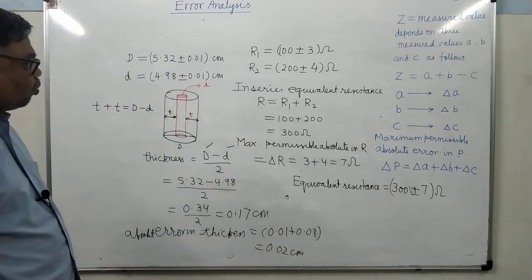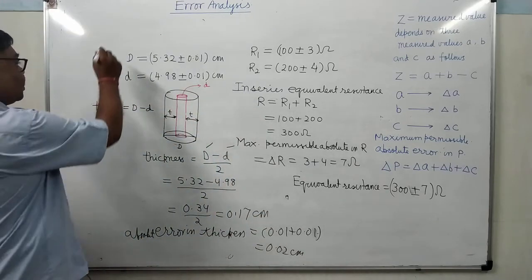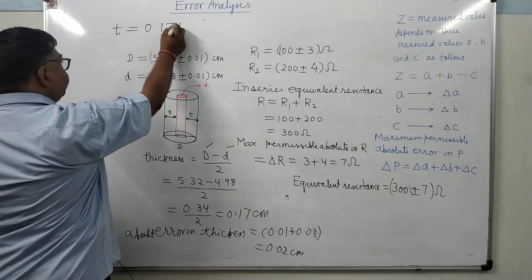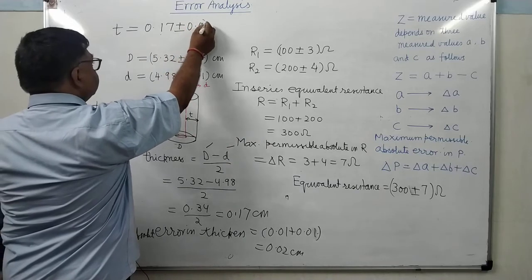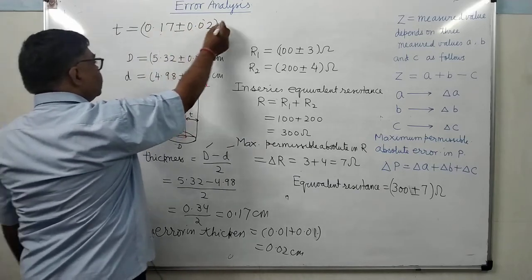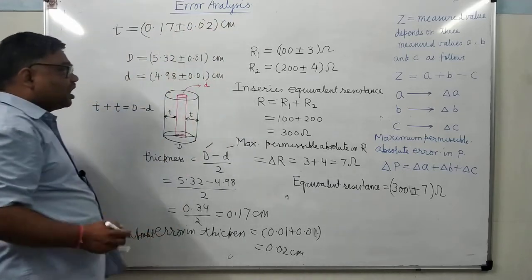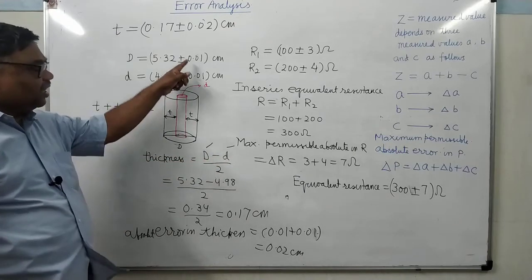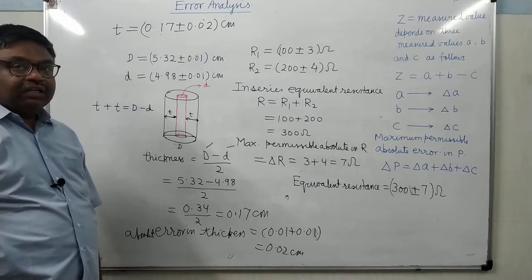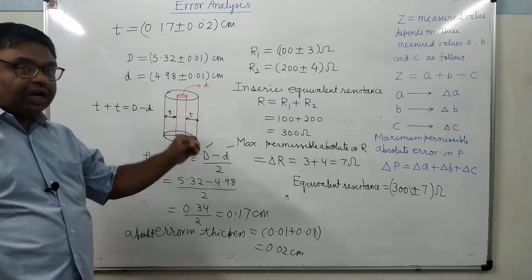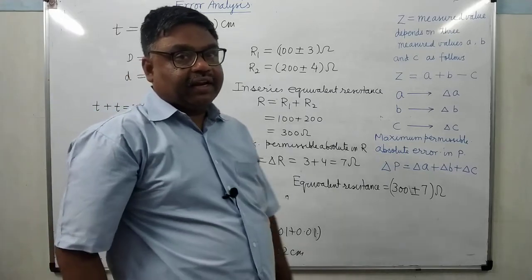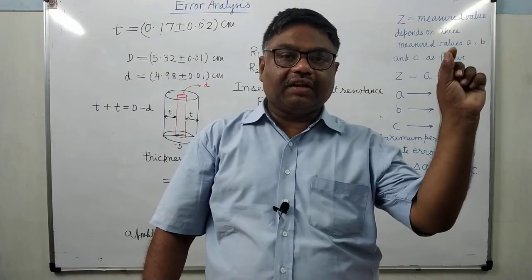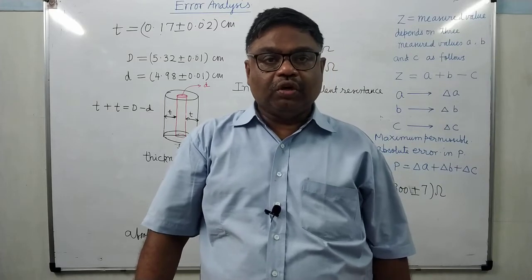Is it clear? So what will be your answer? Thickness will be equal to 0.17 plus minus 0.02 centimeter. Though there is subtraction, the error will be added. Is it clear? Division by 2 will not contribute anything in the error. So here we will not write that the error will be 0.02 divided by 2.